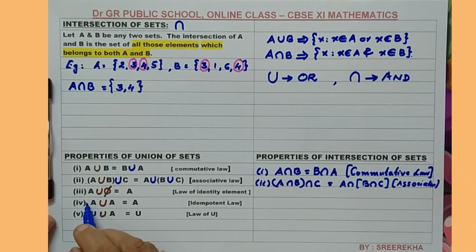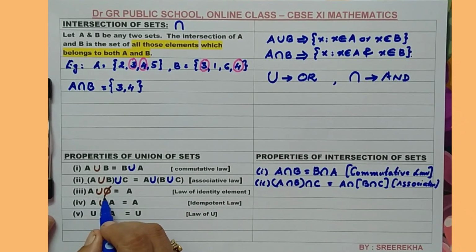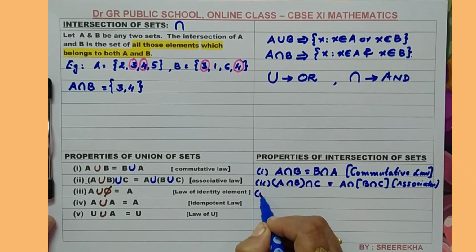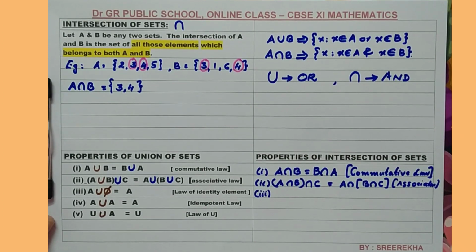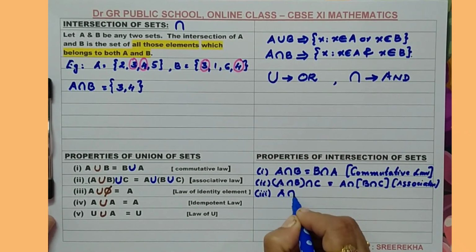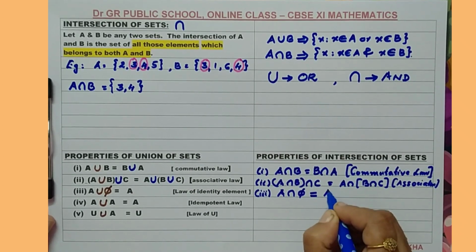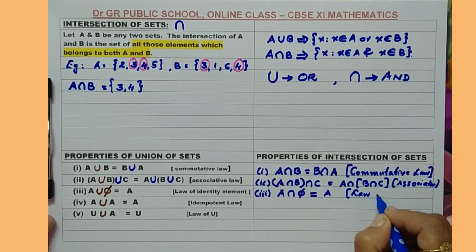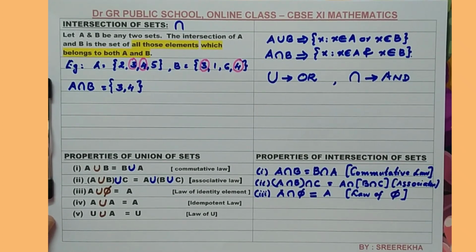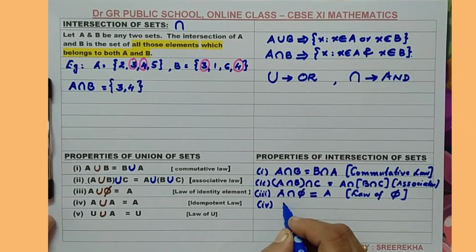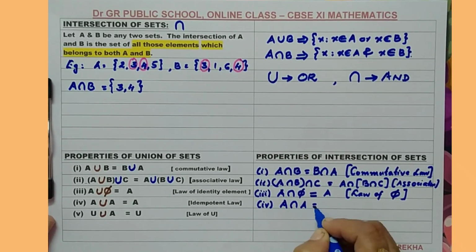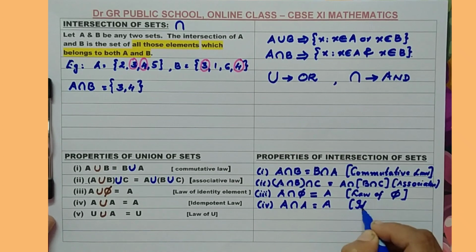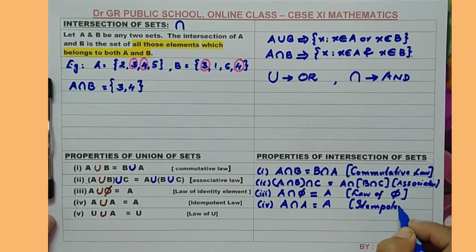And the third law in union is A union null set equals A. This is the law of the identity element, in which the null set is the identity element. In the same way, the third law in the case of intersection of sets is A intersection null set, that is also equal to A. This is actually the law of identity element which is the null set. And the fourth property is A union A equals A, the idempotent law. In the same way, intersection also has the same property, A intersection A equals A, which is also called the idempotent law.